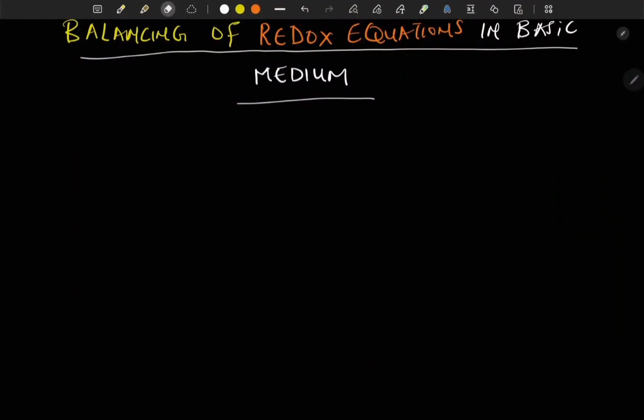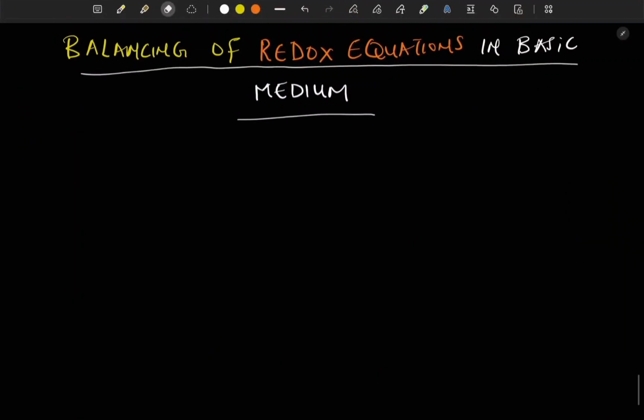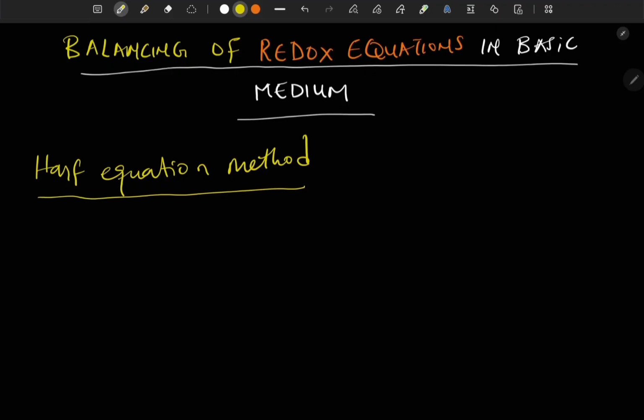In this video, we are going to talk about balancing of redox equations in basic medium, and we are going to be using the half equation method. Just like we did in the previous video, where we used the half equation method to balance redox equations in acidic medium, we are going to follow similar steps to balance in basic medium.